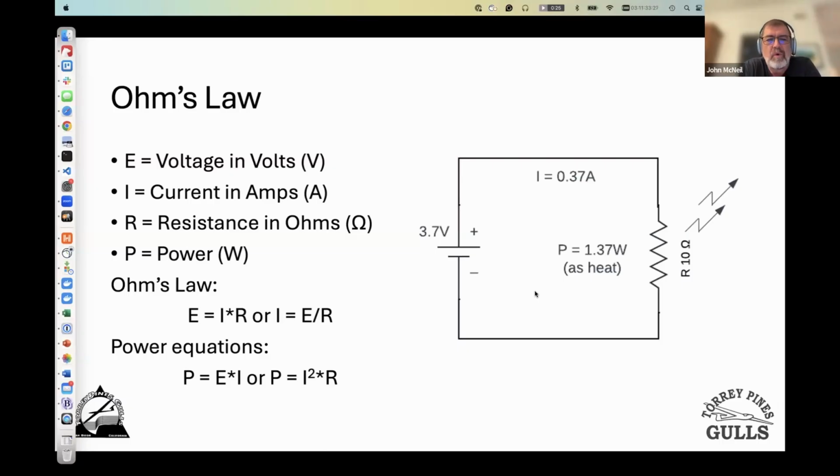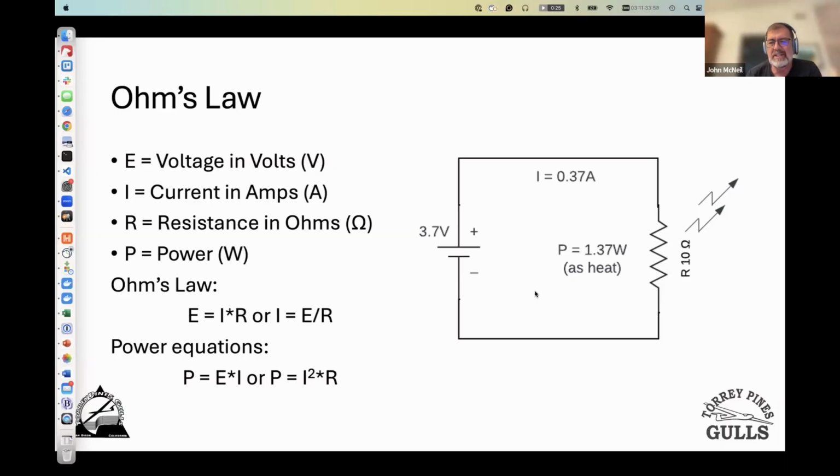Power is measured in watts, and Ohm's law is voltage equals current times resistance. Just that simple. If you want current, that's voltage divided by resistance, basic algebra. Power is voltage times current, or by substitution with Ohm's law, current squared times resistance. Those are all the equations we need for the whole rest of everything we're going to do here. I'm not going to go through and work every problem exhaustively because this is being recorded. You can just go back and look.